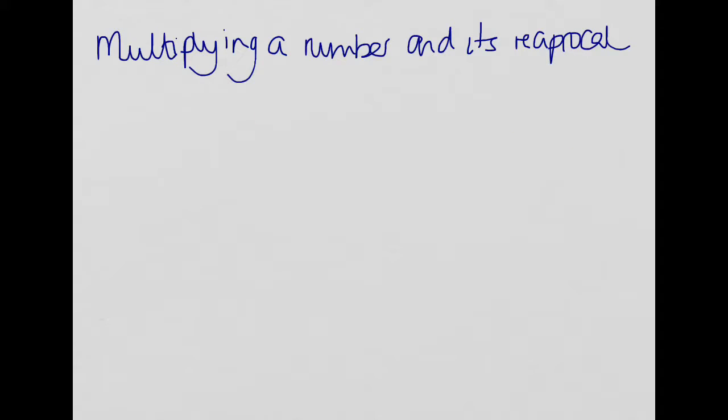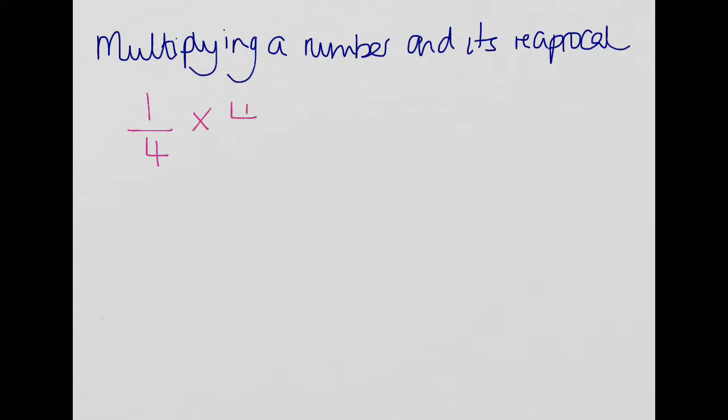So, multiplying a number and its reciprocal. And I want you to write that in your book so that we understand what we're doing. So let's think about this. I'm going to have the number 1/4. What's its reciprocal?